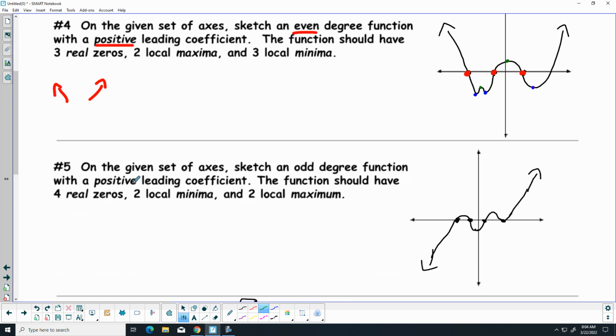All right, number 5, sketch an odd degree with a positive leading coefficient. Well, that means the left-hand side is down, the right-hand side is up. The function should have 4 zeros. 1, 2, 3, 4. 2 local minima, right there, and right there, and 2 maximums. So I had to make one of them a double root, so that the directions were going the right way.